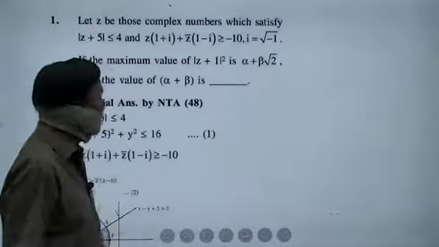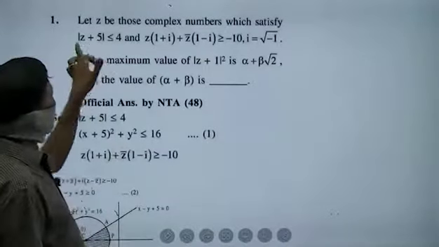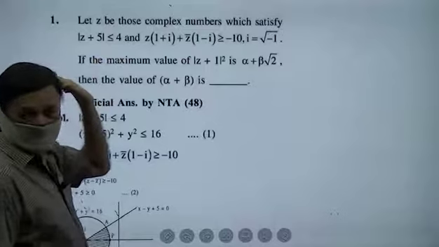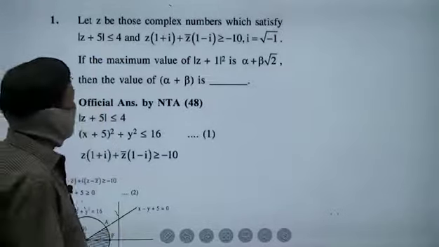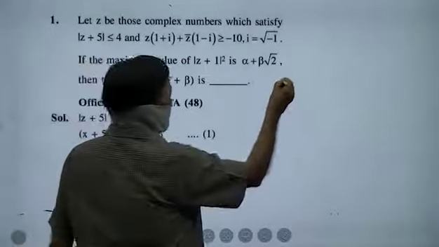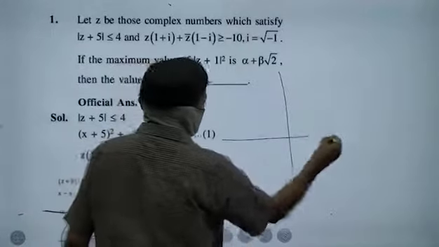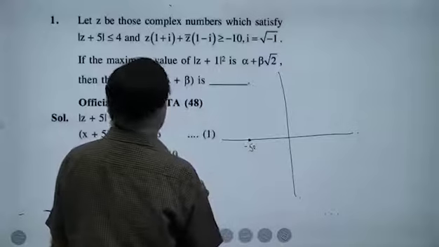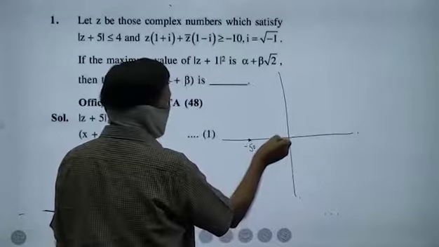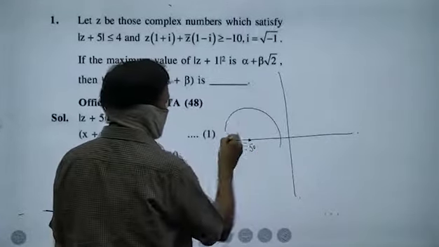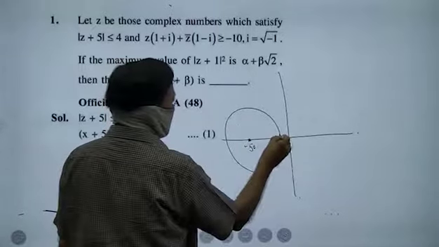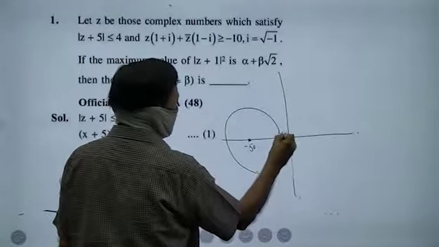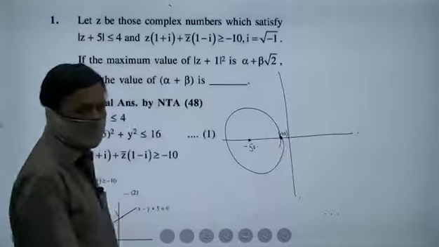Watch. This is the set of all points inside the circle. So the set of all points inside the circle, center is -5, 0. Radius is what? 4.